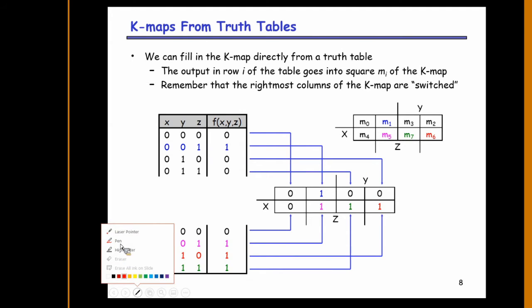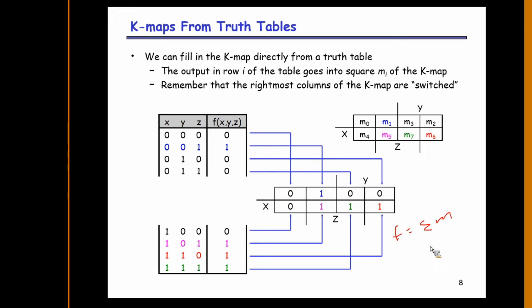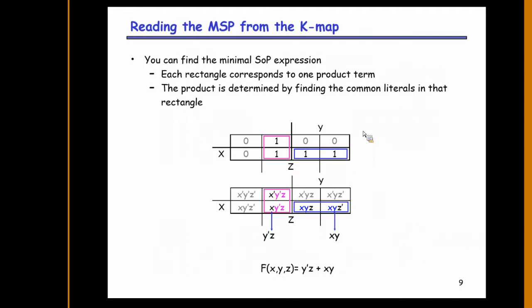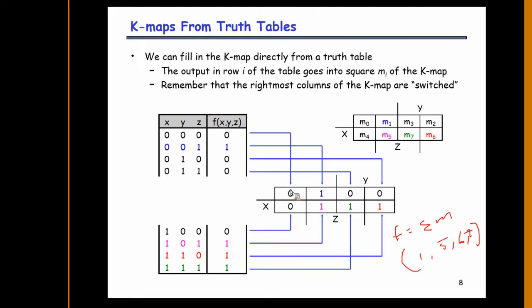f is equal to, in standard SOP, I can write this as f is equal to sigma m of 1, 5, 6, 7. So now we have labeled the indexes of the rows, and we identify the corresponding minterms on this K-map. So mapping is assigning the functional values onto the K-map. Now I have a function with the minterms 1, 5, 6, 7.